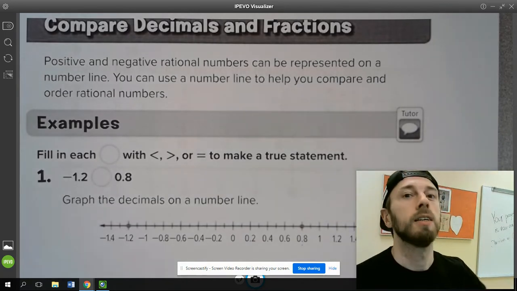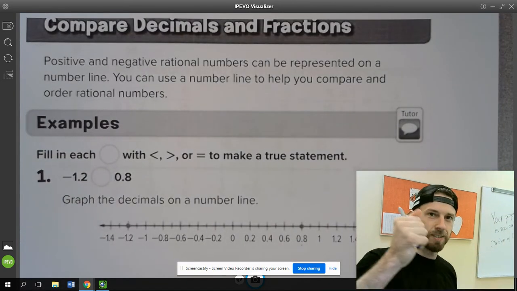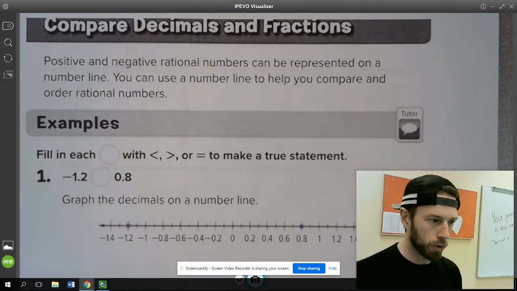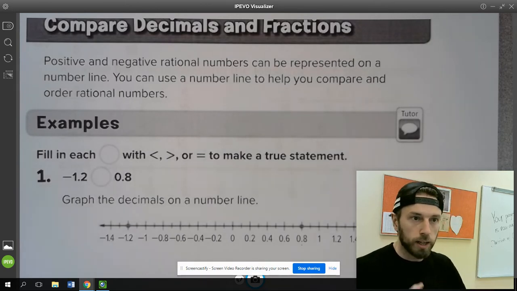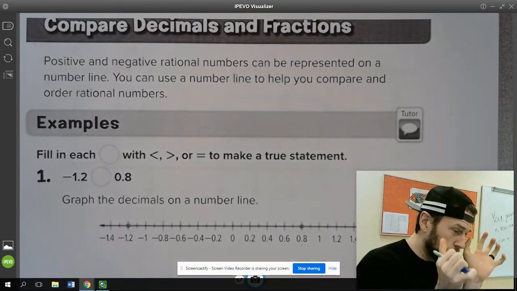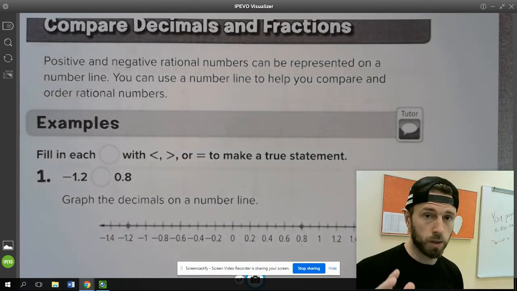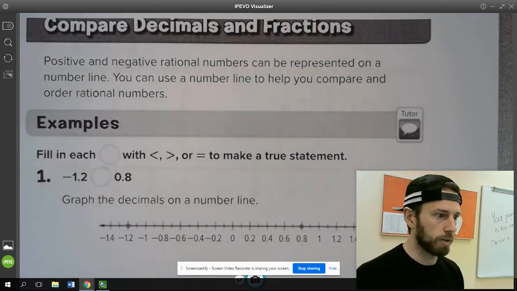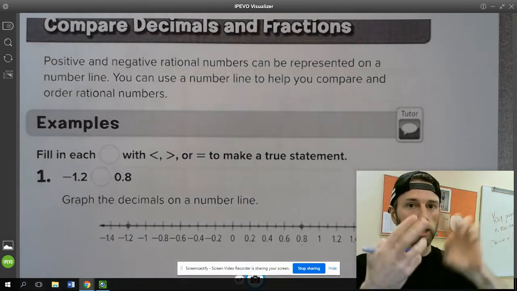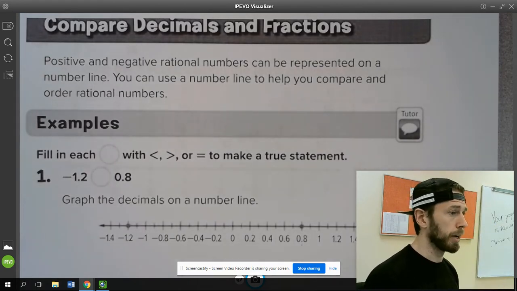Now it gets interesting. Today, we're comparing and ordering rational numbers. In order to compare and order rational numbers, which includes fractions and decimals, integers don't, but rational numbers do. That's what we're moving towards. Since we talked a lot about negative numbers, now we're going to include negative fractions and decimals. It gets a little interesting. Let's start off with example number 1 here.